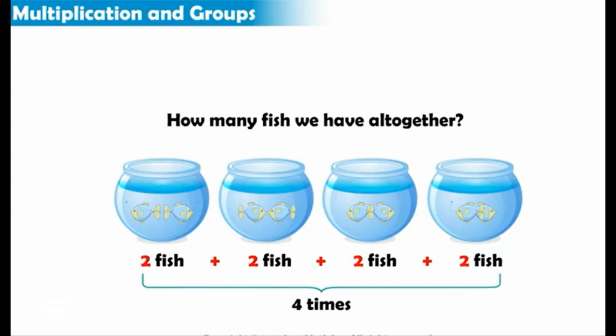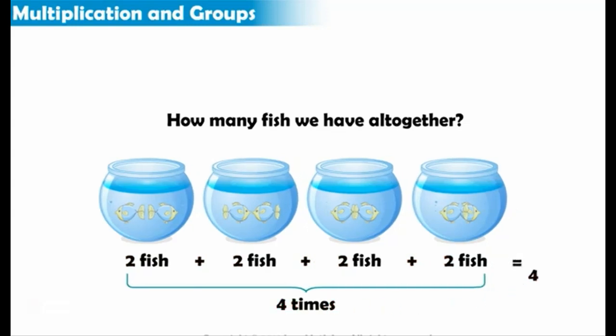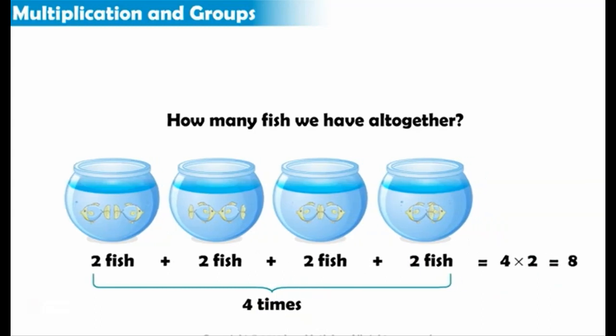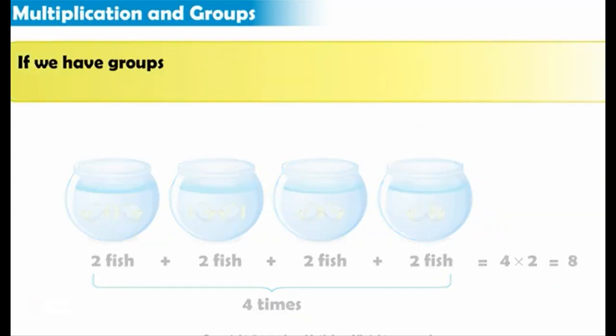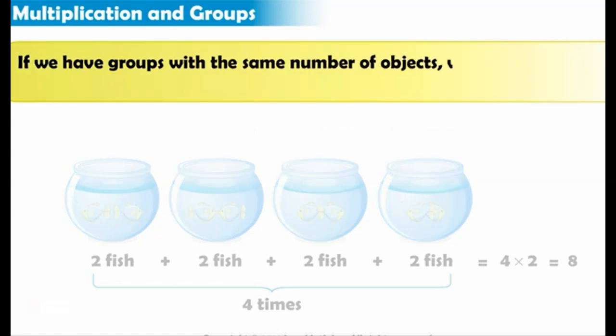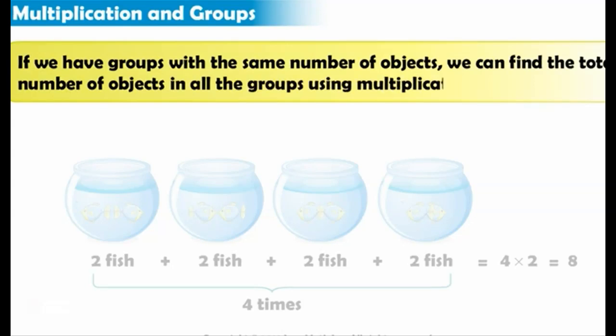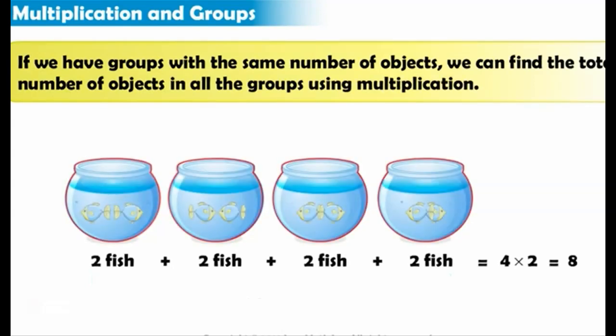And as you learned earlier, a shorter way to represent repeated addition is multiplication. So, we can represent this as 4 times 2, which equals 8. If we have groups with the same number of objects, we can find the total number of objects in all the groups using multiplication. In our example, we have 4 groups of 2 fish each, so we multiplied 4 by 2 and got 8.